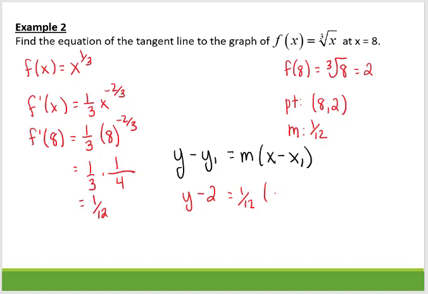y minus 2 equals 1/12 times (x minus 8). Okay, so that's now your answer for that one.